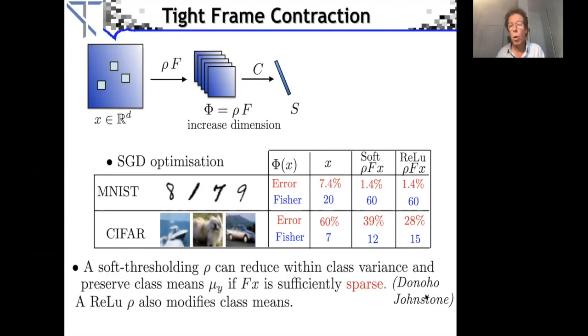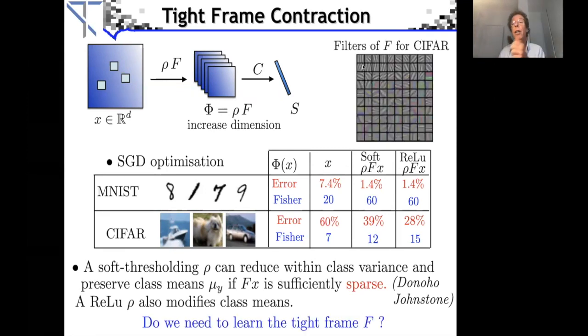So what can you say about soft thresholding? There is the result of Donoho and Johnstone, who show that if the frame provides a sparse representation, then basically they are going to preserve the class means, but they can considerably reduce the variance, and therefore they can improve your Fisher ratio. A relu is going to behave in a different way because it can also modify the class means, and I'm going to show that. Now, what about the dictionary?